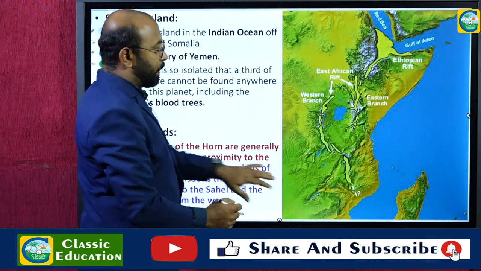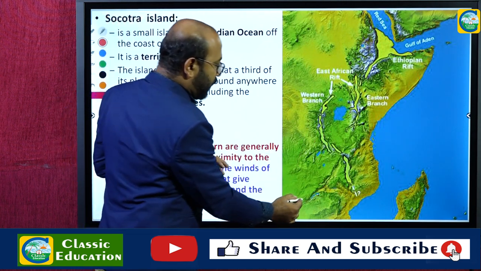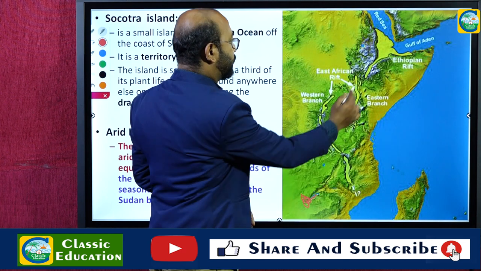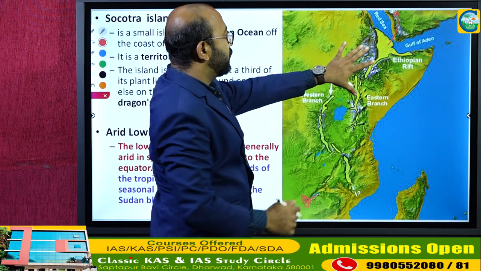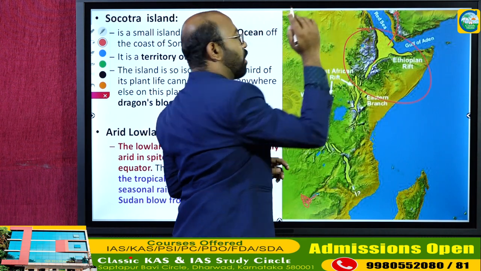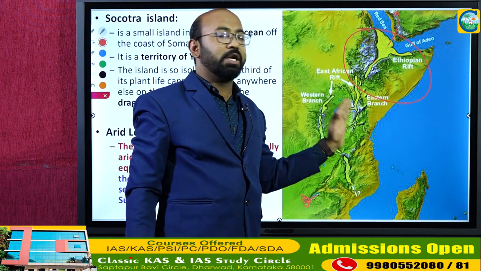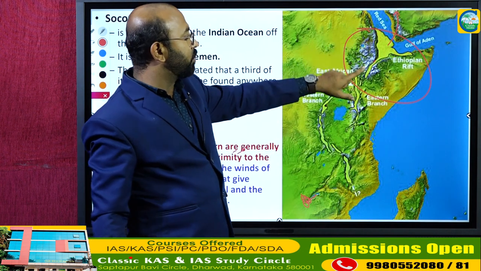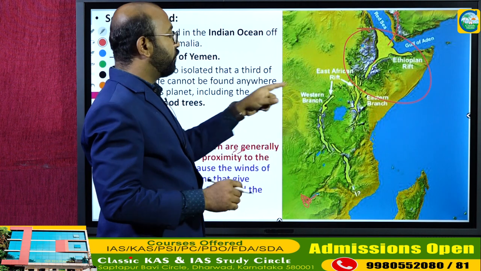Now this is the rift of Africa, or the East African Rift Valley. See, it extends from this point. This is Mozambique. It runs like this, and it goes up to Turkey also. Here you will find our Horn of Africa. This Horn of Africa is part of the East African Rift Valley system. This is the mountainous region. In the map you can observe, this is the mountainous region. These mountains are formed because of this rift system.